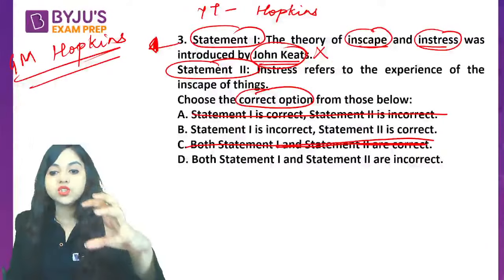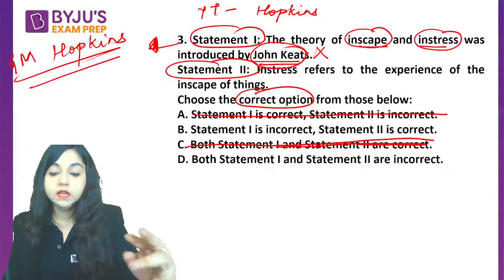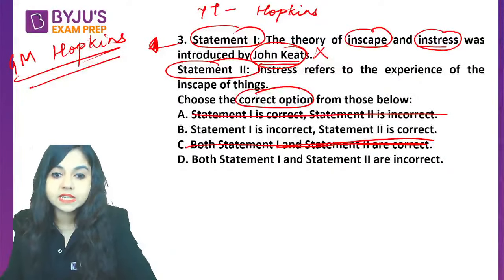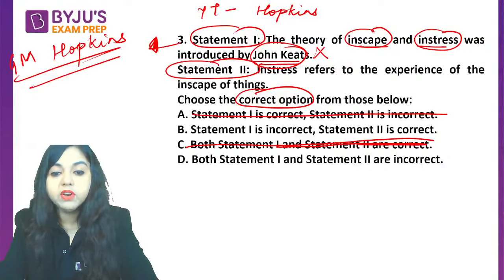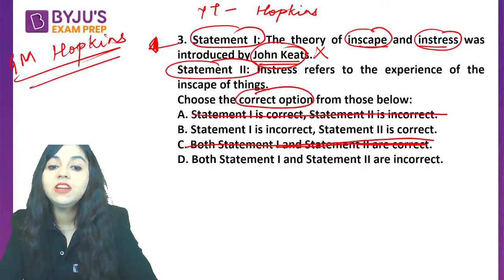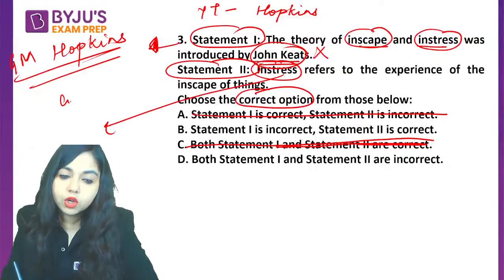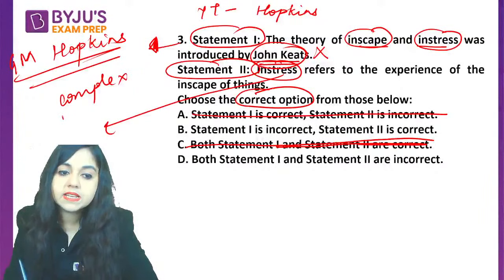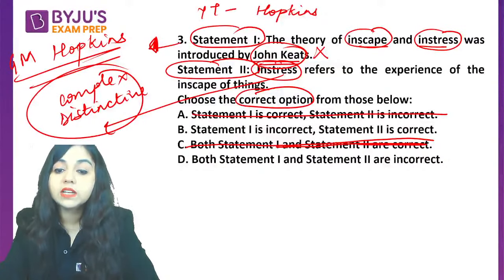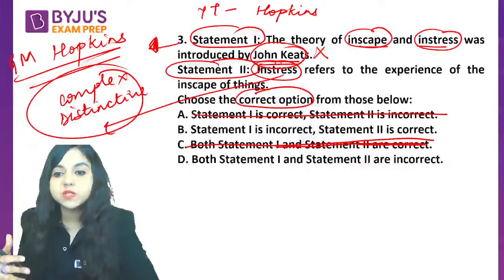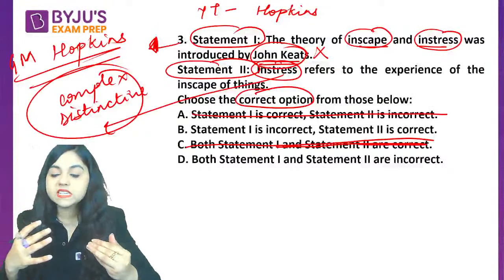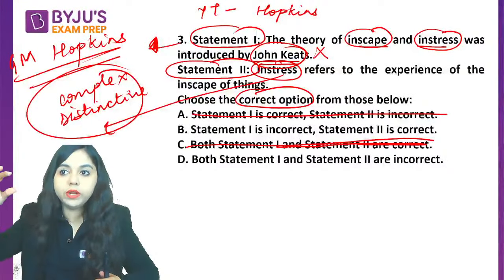And what is Hopkins saying? Instress refers to complex and distinctive qualities, the complex as well as the distinctive qualities inherent in the nature of the thing. You can even write this down. How is Hopkins explaining instress? Instress is the complex and distinctive qualities within the thing. And the realization of an inscape is a process which tells you how you are going towards God altogether.